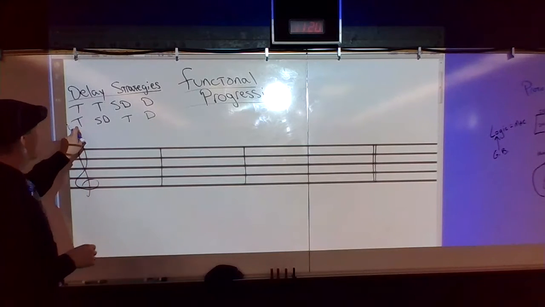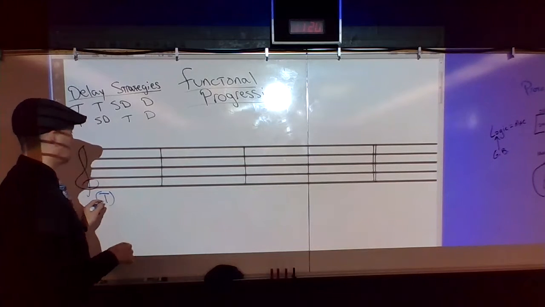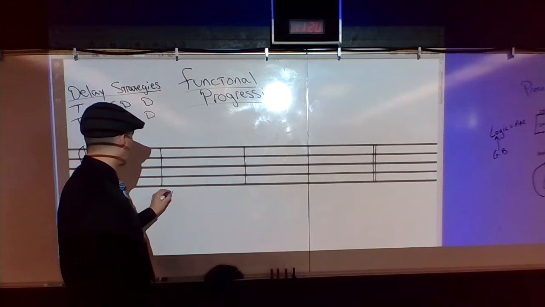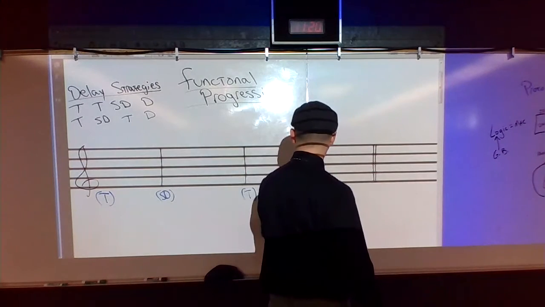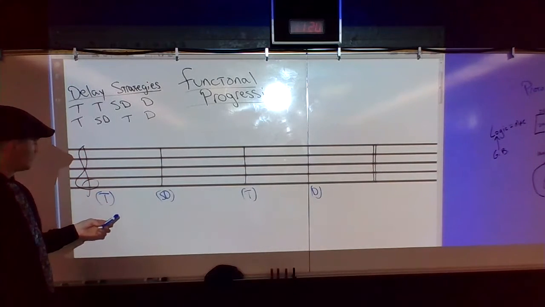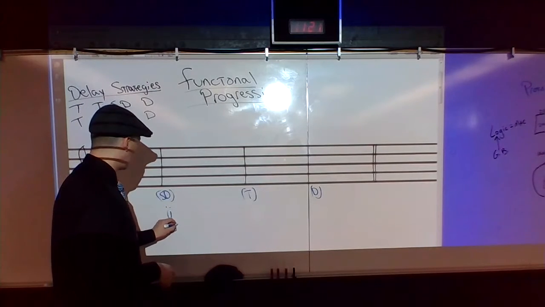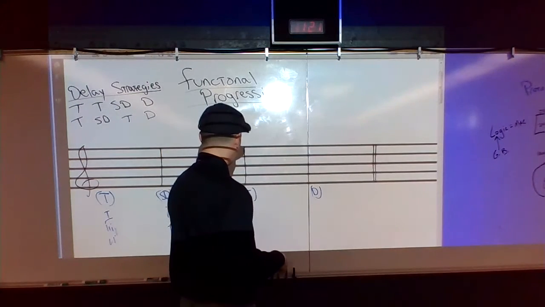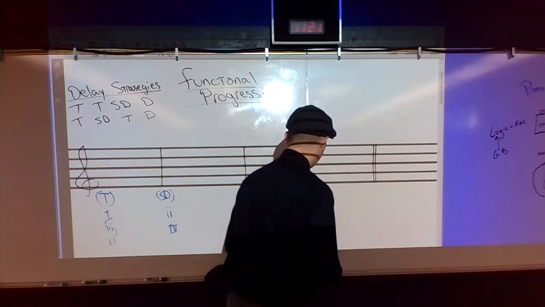Okay? I'm just going to quickly go through one of these. I'll take the second one. So I've got my function, tonic. I put it in parentheses to the left of the bar, right? Subdominant. Back to tonic, in parentheses. And then dominant at the end. So I know that I can choose from 1, 3, or 6 for tonic; 2 or 4 for my subdominant; my tonic again, 1, 3, or 6; and then my dominant, 5 or 7 diminished.